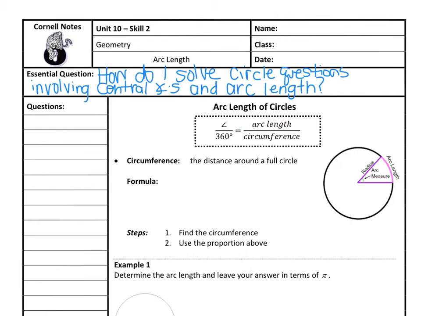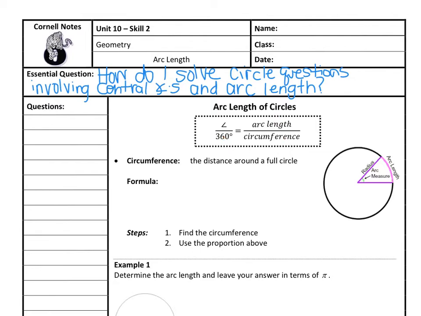And then the arc length is going to be just this little outside edge that the central angle is open to. So this little pink highlighted piece is called the arc length, and then the circumference is the whole circle all the way around the outside. So it's really like part angle over full angle equals part arc over full arc.